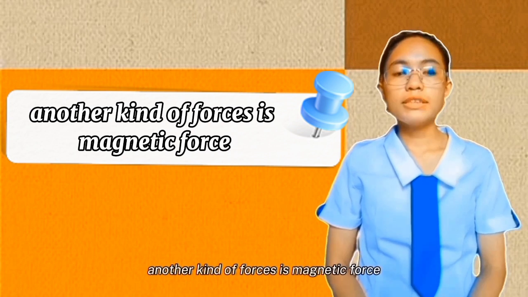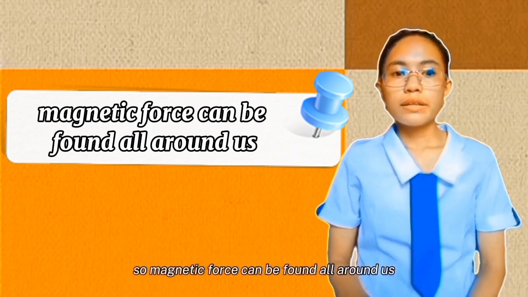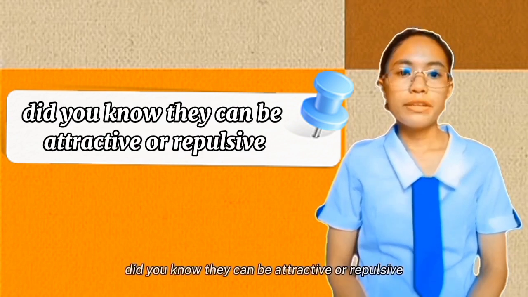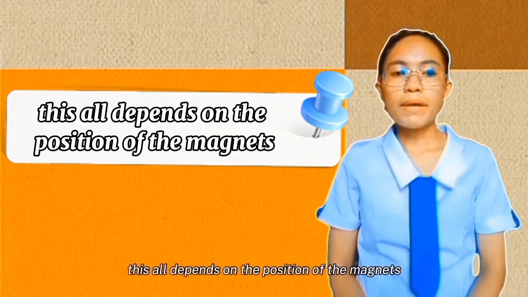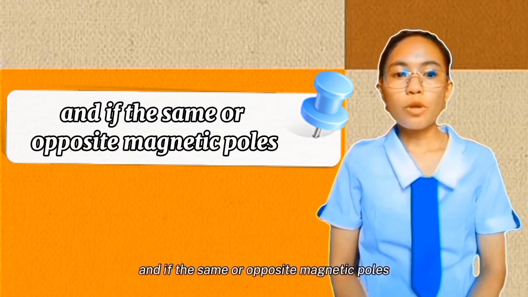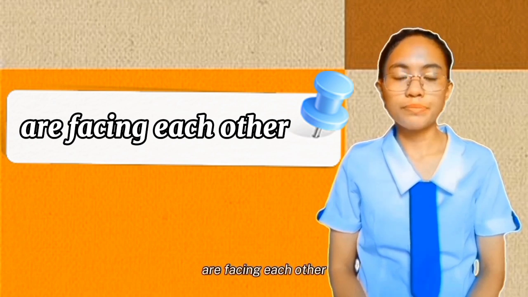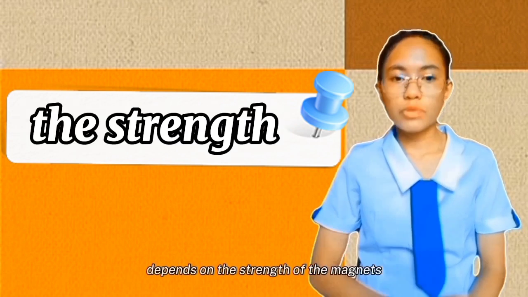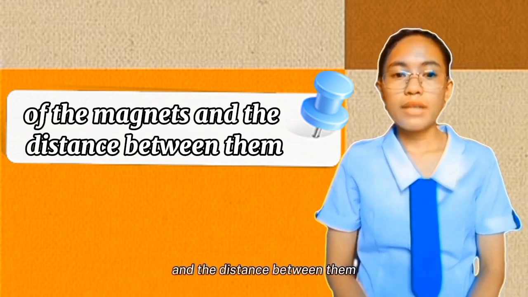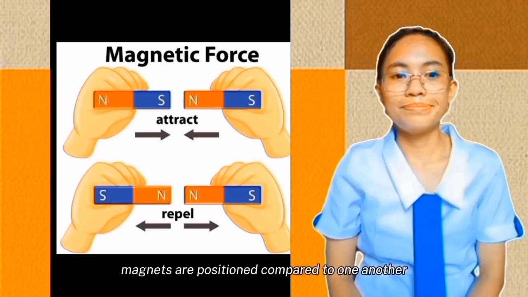Another kind of force is magnetic force. So magnetic force can be found all around us. Did you know they can be attractive or repulsive? This all depends on the position of the magnets and if the same or opposite magnetic poles are facing each other. The strength of a magnetic force depends on the strength of the magnets and the distance between them, how the magnets are positioned compared to one another.